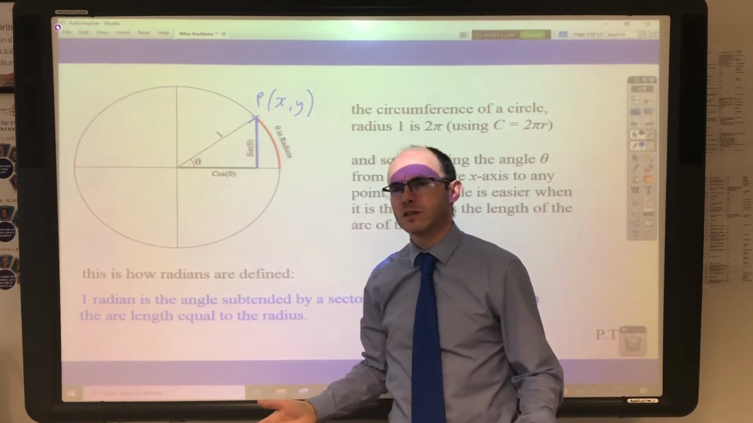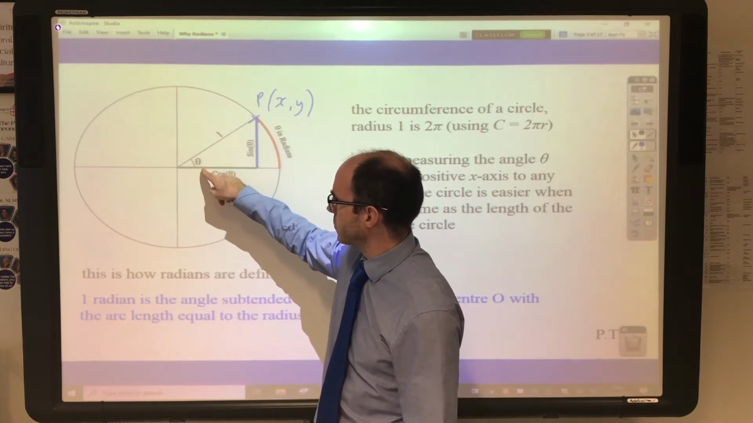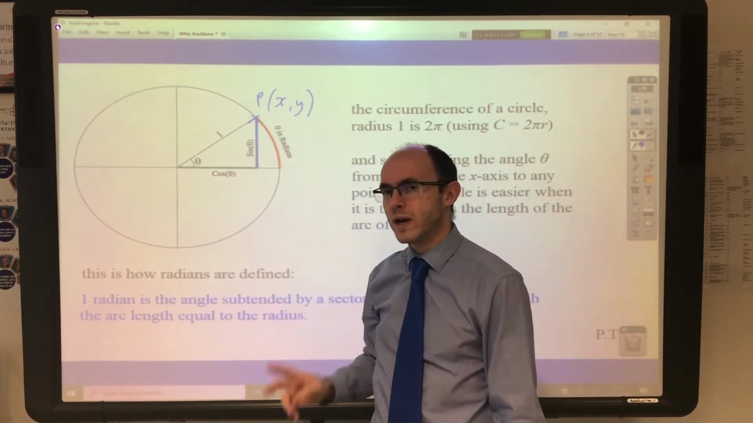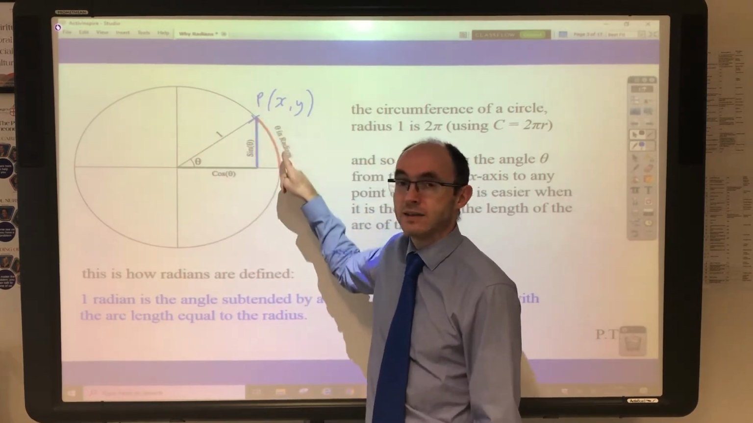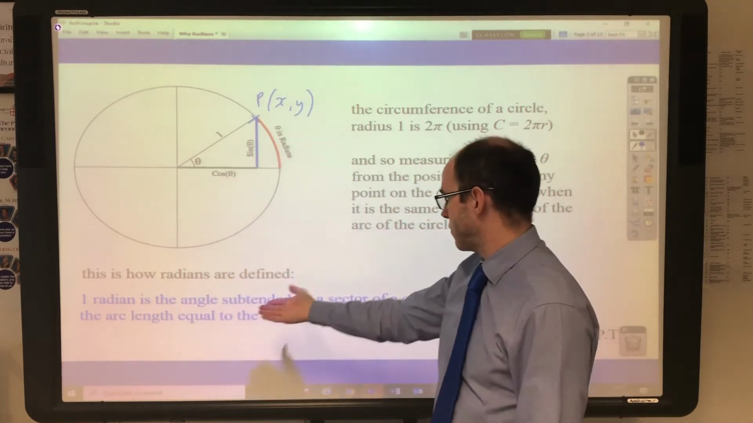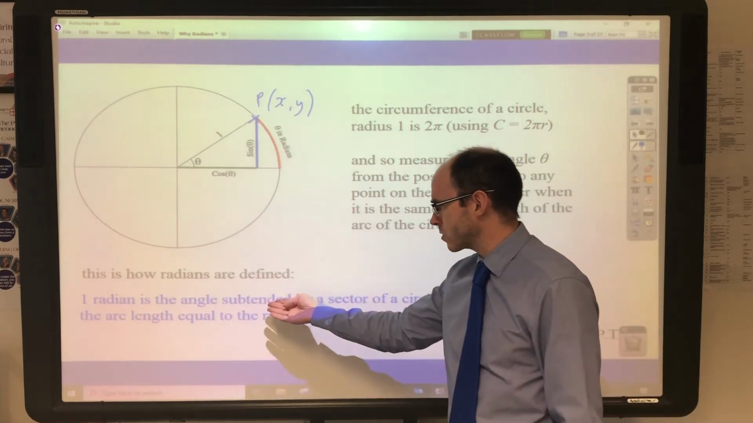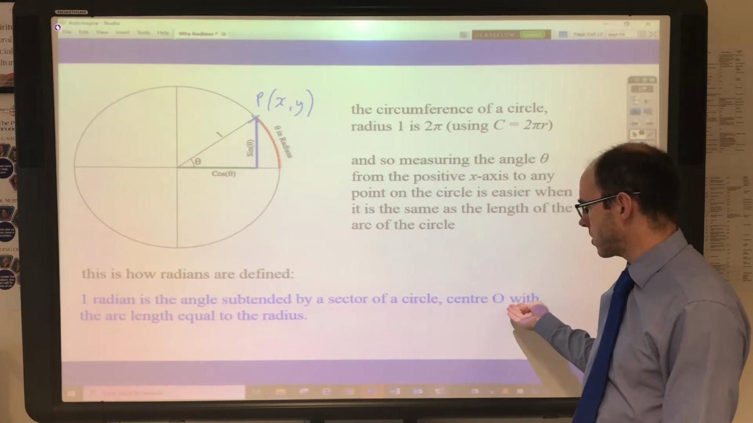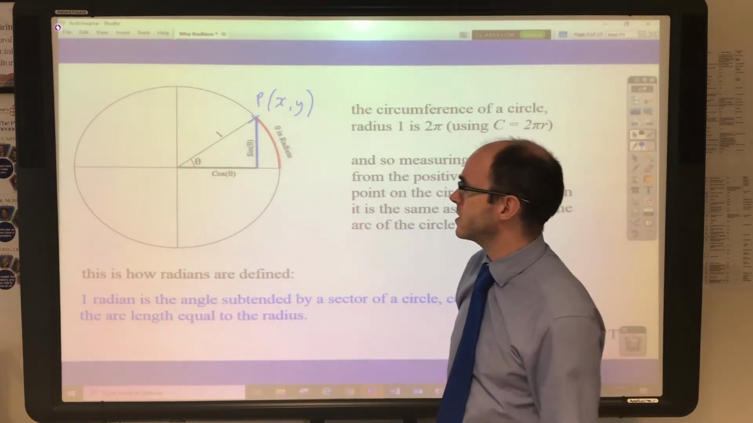Now, what are radians about? Radians is the notion of what if that angle there was exactly the same as that length there. In other words, we're equating the angle subtended here to the arc length of it. That's what radians are. That's the definition of a radian. I'll put it in blue for extra emphasis. Let me read it out to you. One radian is the angle subtended, created by a sector of a circle, centre the origin, with arc length equal to the radius. That's what one radian actually is.